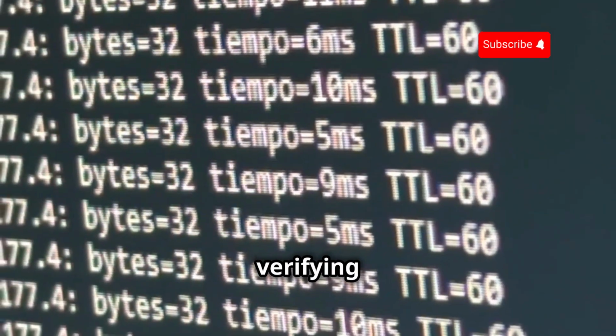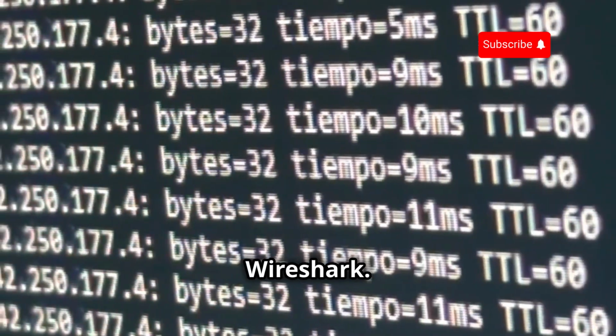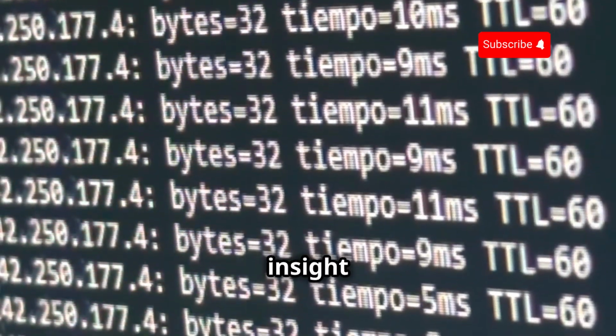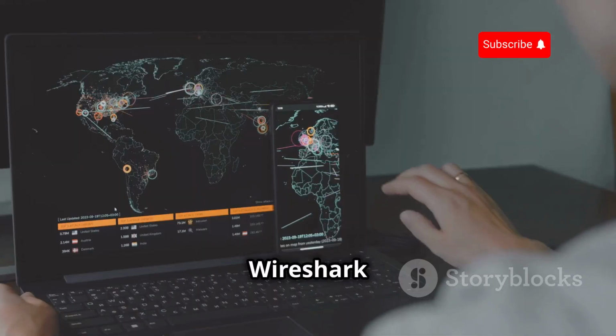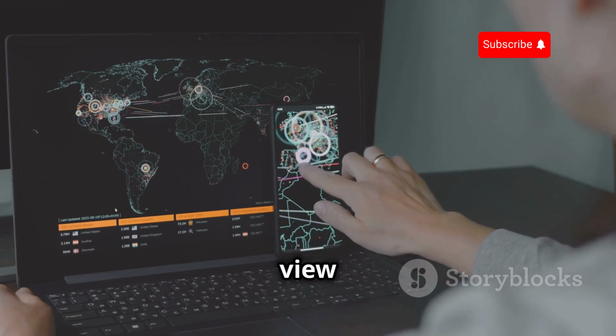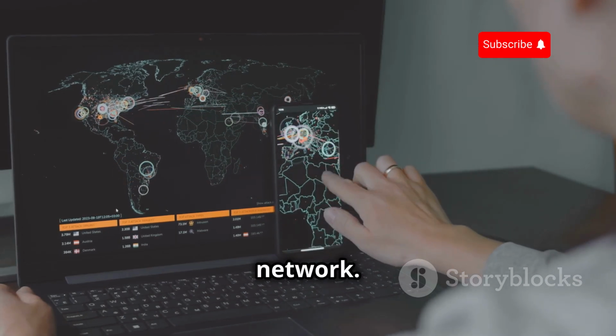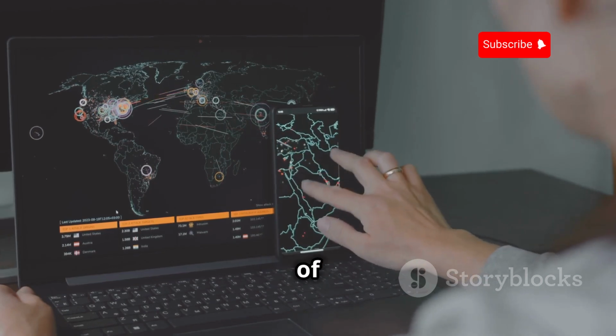Another method for verifying ARP spoofing involves using packet sniffing tools like Wireshark. These tools provide a deeper insight into the network traffic and can confirm our attack success. Wireshark allows us to capture and analyze network traffic in real time, providing a detailed view of the data flowing through our network. This real-time analysis is crucial for understanding the immediate impact of our attack.